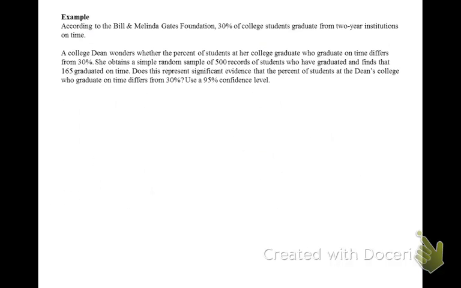Here's a second example. According to the Bill and Melinda Gates Foundation, 30% of college students graduate from two-year institutions on time. The college dean wonders whether the percent of students at her college who graduate on time differs from 30%. She obtains a simple random sample of 500 records of students who have graduated and finds that 165 graduated on time. Does this represent significant evidence that the percent of students at the Dean's College who graduated on time differs from 30%? Use 95% confidence level.